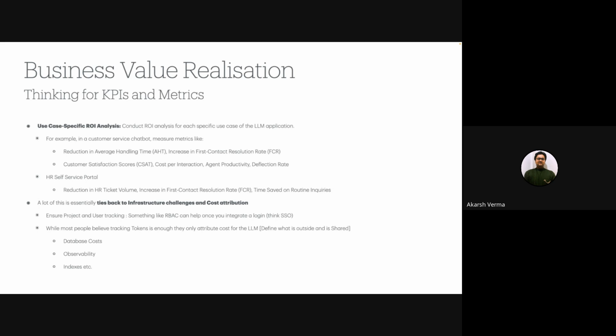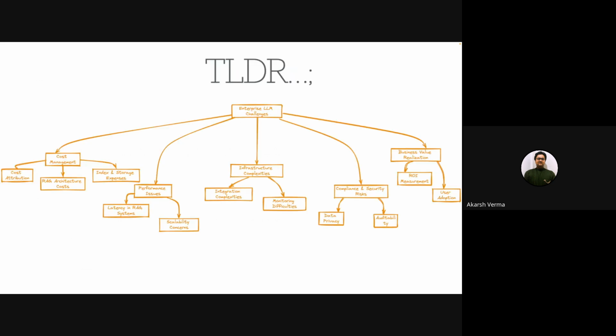I'll probably end the slides and then just move to conversation. So TLDR, which is too long, don't read. Enterprise LLM challenges are vast. By far, you have business value realization on the extreme right, and you have cost management sitting at the extreme left. You need to worry about attribution, you need to worry about indexes, performance, integration complexities, difficulties in monitoring, infrastructure challenges. And then some of the areas which I've not touched are data privacy, auditability, user adoption.